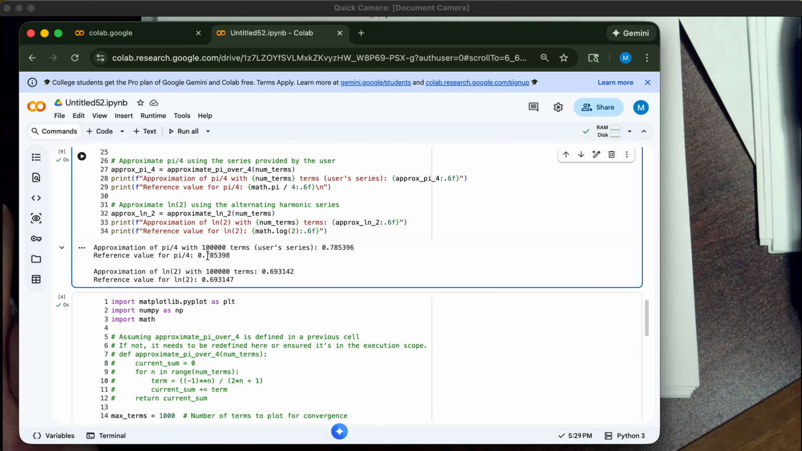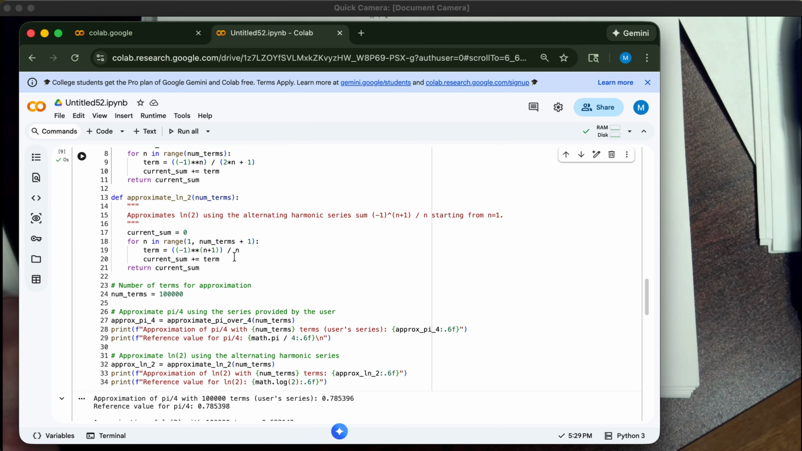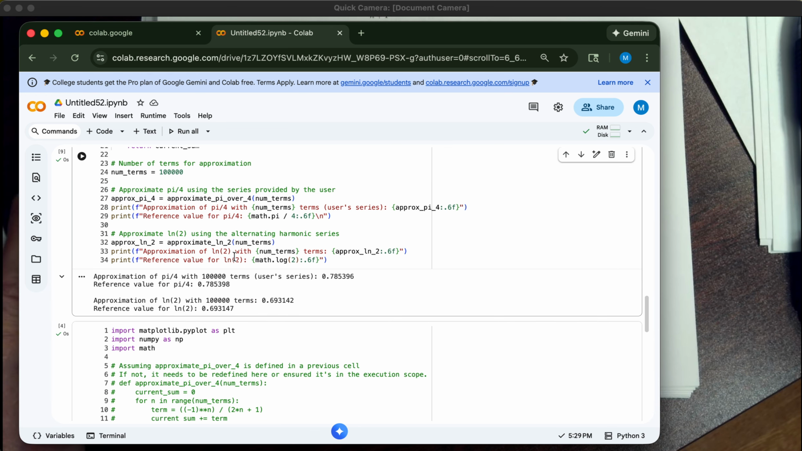And you could see, if you do 100,000 terms, it's 0.785396, and it should be 0.785398. So this is actually a very poor way to calculate pi. It's like the worst possible way. There are infinite series that converge much faster. Literally 10 terms would give you 10 digits or something along those lines. So this required 100,000 terms to barely get 6 digits, right?